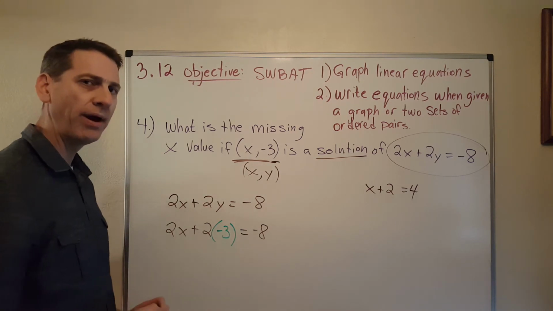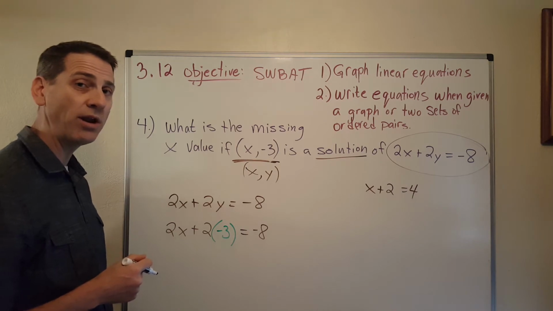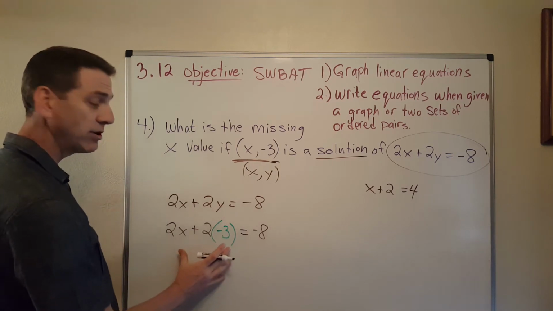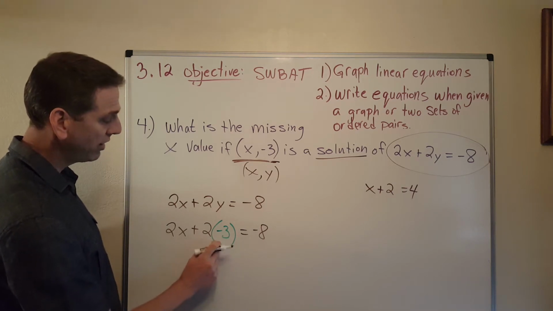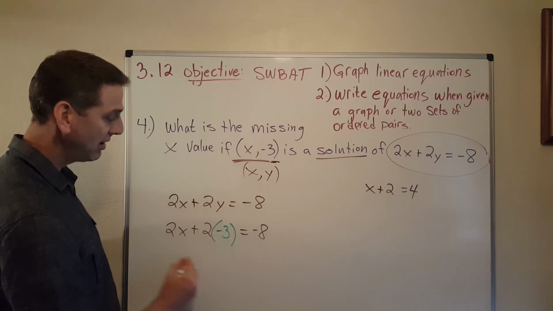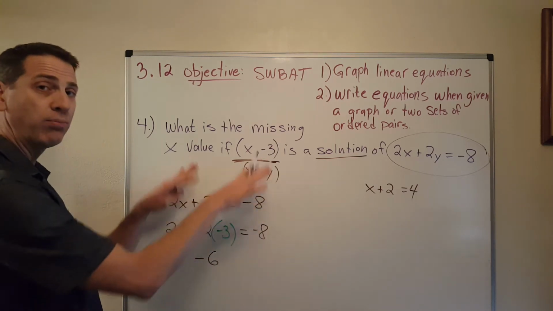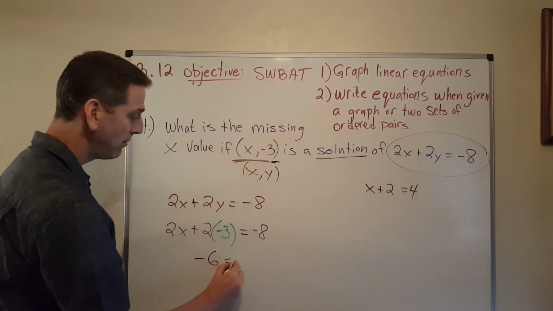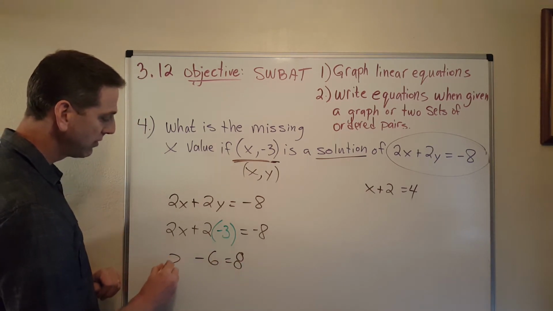All right, welcome back, friends. What did you get? What's the x coordinate? What do we do first here? We're going to have to multiply this: 2 times negative 3 is negative 6. And now we're going to bring everything else down. I'm going to bring down the equals negative 8, and I'm going to bring down the 2x.